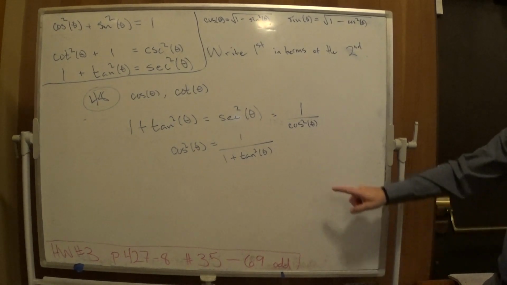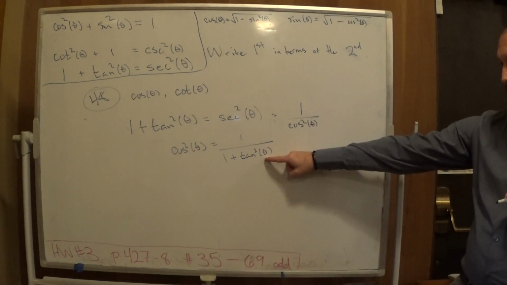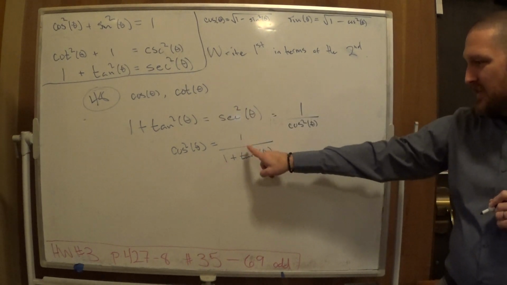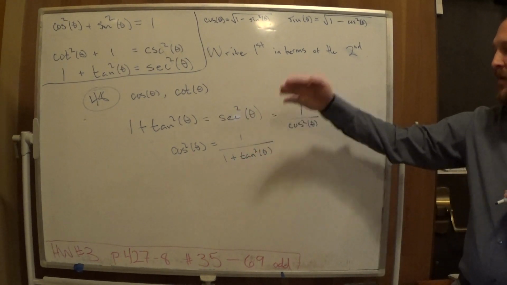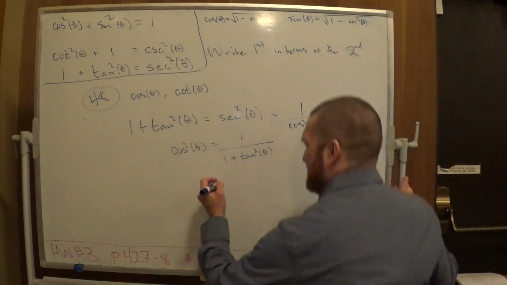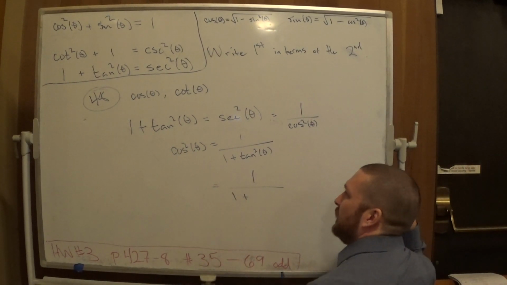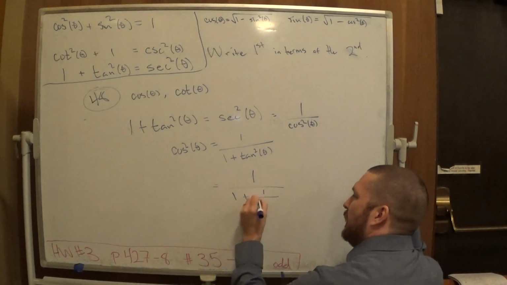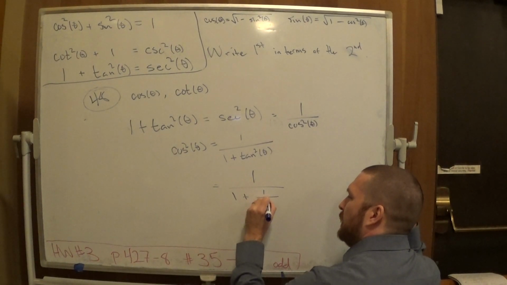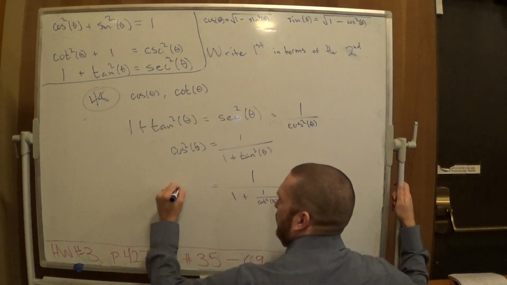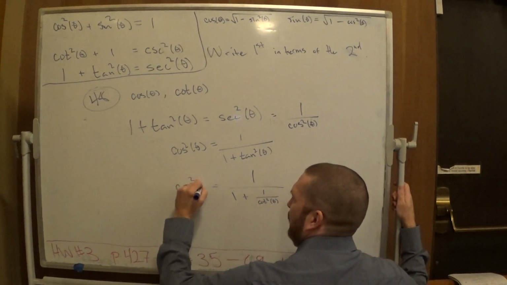Now, it's not tangent that I want to write it in terms of, it's cotangent. So how do I turn a tangent into a cotangent? 1 over it. So tangent is just 1 over cotangent. So it's 1 plus 1 over cotangent squared theta. And now, are we almost there? So it's just cotangent. Wait.